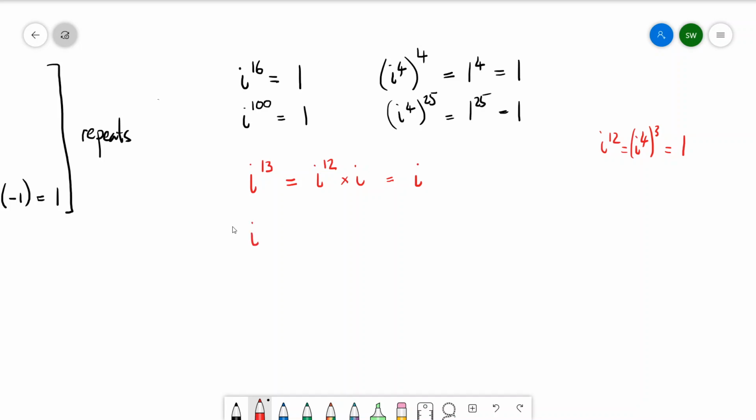If we had i to the power of 66, we've got to work out what's the biggest multiple of 4 that goes into 66. And that's 64. So we're going to write that as i to the power of 64 times i squared. 64 is a multiple of 4, so this is just 1. So we just end up with i squared, but we know i squared can be simplified to minus 1.